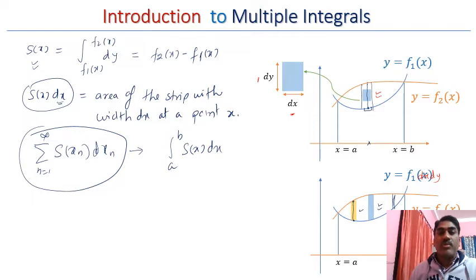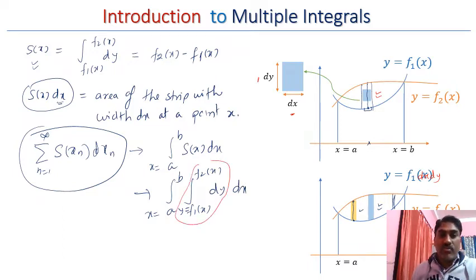And now put the value of S(x) here. So this will be the integral from a to b, and remember that this is the value of x from a to b, and S(x) is the integral of y from f1(x) to f2(x) of dy, and then dx. This is the value of S(x). So this is the double integral. Now we obtained a double integral.